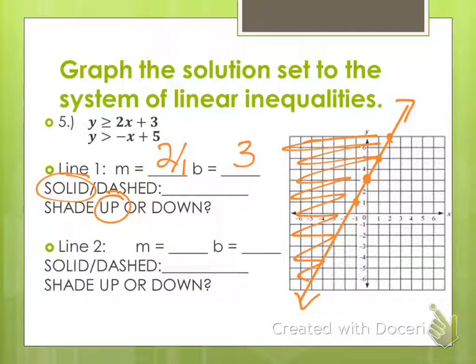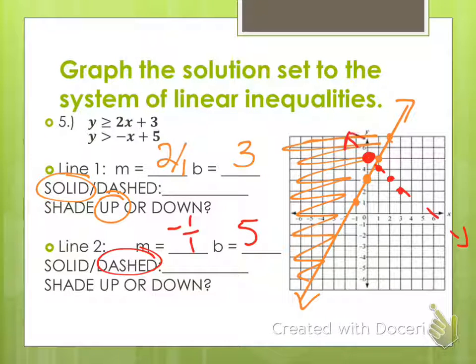Line number 2, Jaquan, we need M and B. -1/1 and 5. Didn't switch colors, darn it. Okay. Negative 1 over 1 and 5. So we start up at positive 5. Down 1, right 1. Down 1, right 1. For that negative slope. We need to decide solid or dashed. Shannon, what do you think? A dashed line, I would agree.